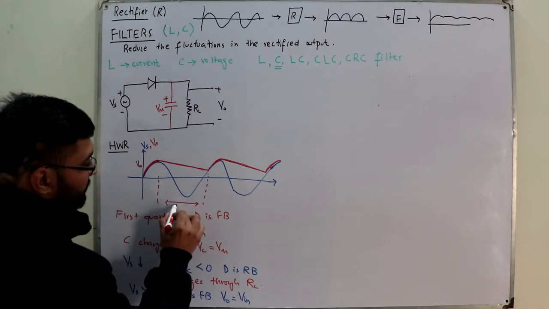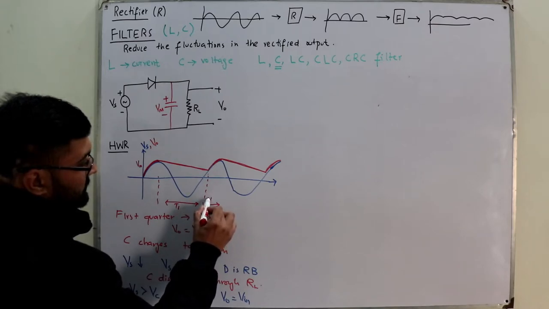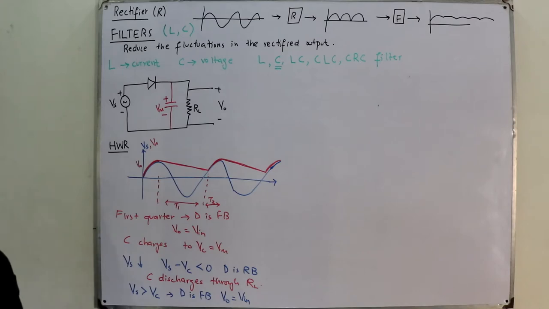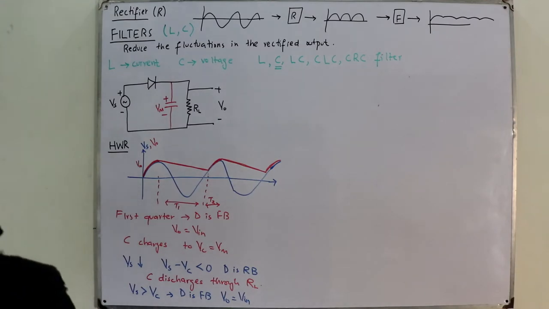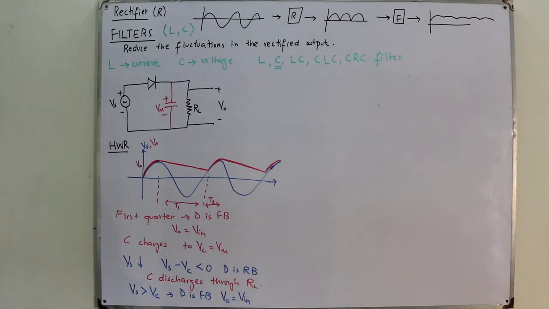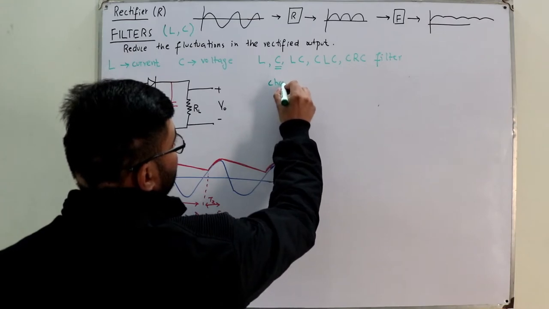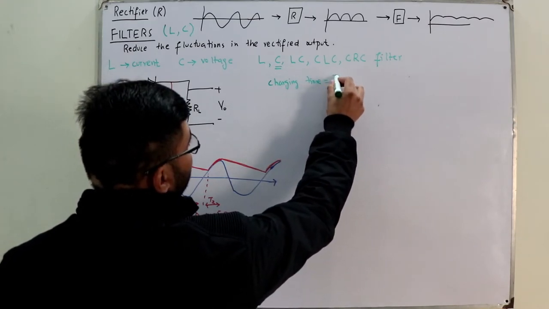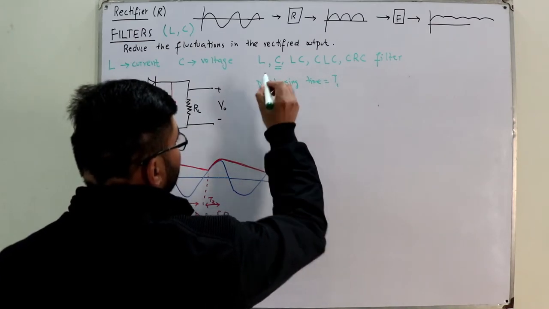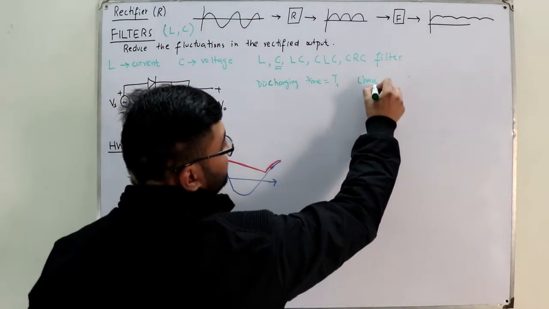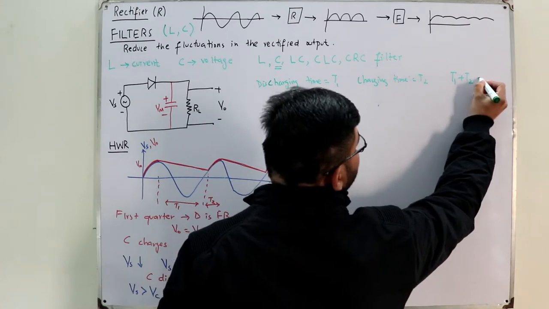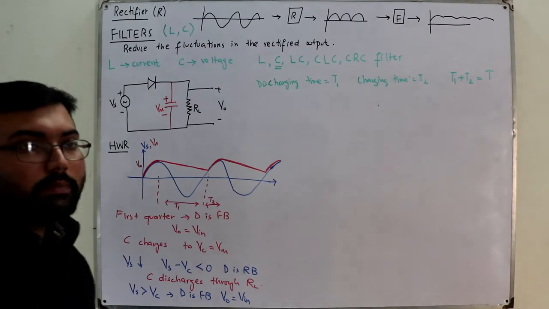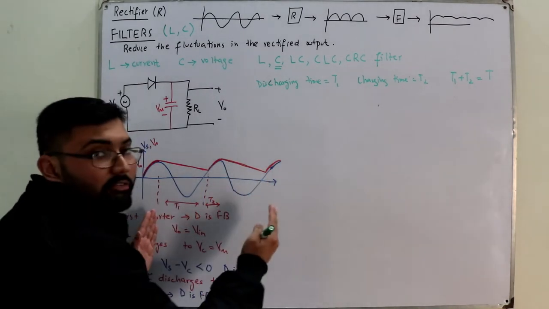This is, let's say, considered to be T1, and this charging period is considered to be, for instance, T2. Let me write it over here so that we don't confuse it. The discharging time is T1 and the charging time is T2, such that T1 plus T2 is equal to T. This T is the period of this wave. Why am I calling it the period? Because this is occurring as a periodic wave. Have a look.